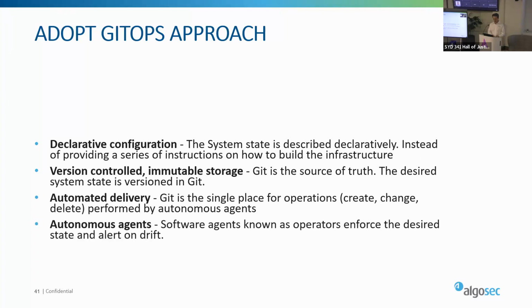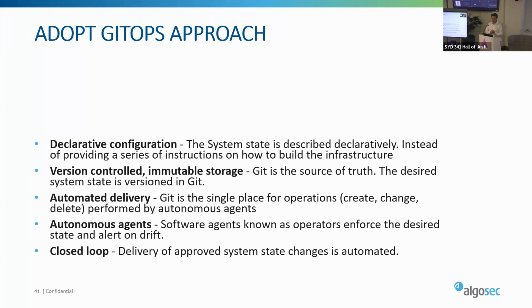And the last one is the closed loop. Delivery of approved system state changes is automated. You have the audit record. It's in a closed environment, and you don't allow any unauthorized personnel to make changes. You always have a trusted way of verifying changes, as you do with code reviews. You follow the process of Git.